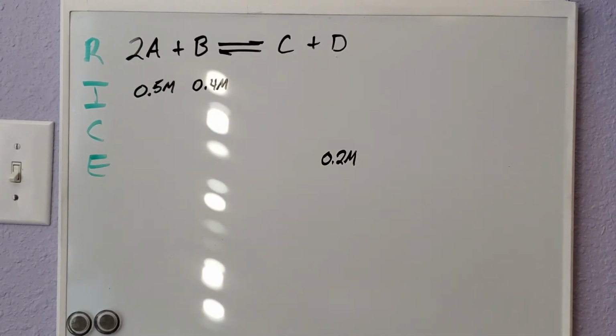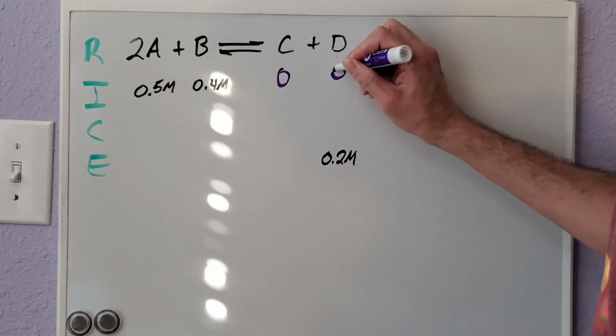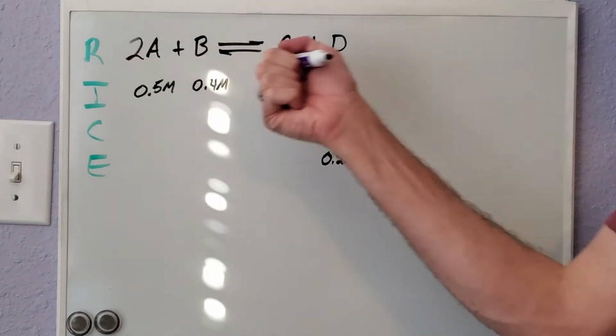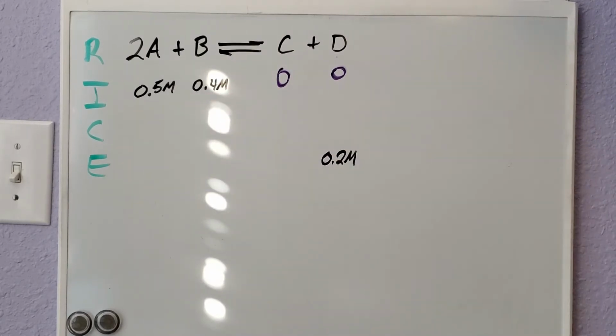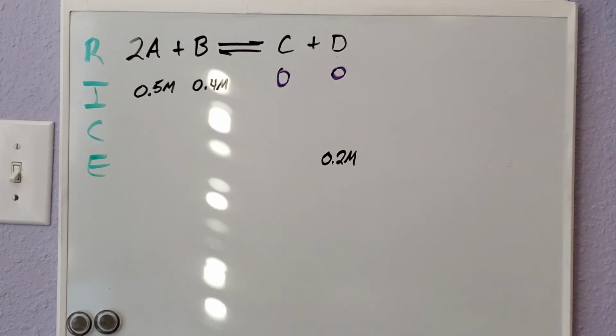Initially, we have reactants, and we are going to have absolutely no products because, again, reactants change into products. There is no change yet, so you can't change yet. In these cases, most of the time, if you're given reactants, your products are going to be zero at the initial start.